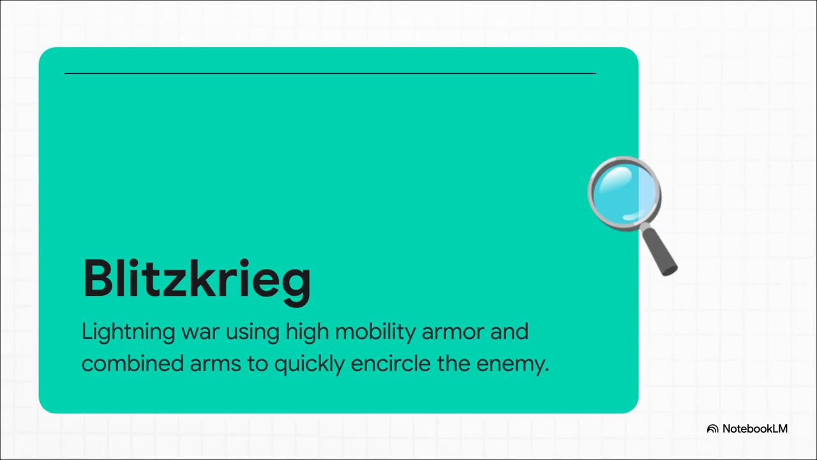In 1940, these tactics allowed the German army to push right through the Ardennes forest in France. Now, the Allies mistakenly believed this region was so densely wooded it was a natural anti-tank barrier. Big mistake. The result was a devastatingly fast encirclement that forced that massive, famous evacuation at Dunkirk.